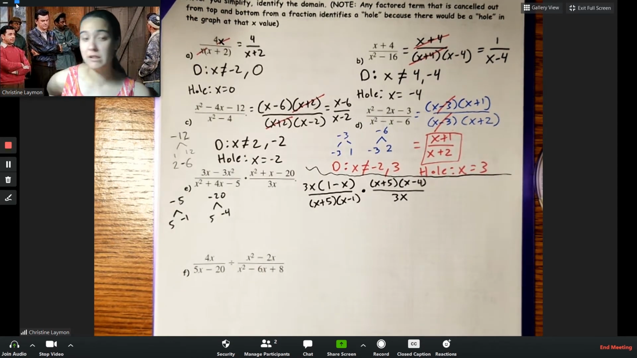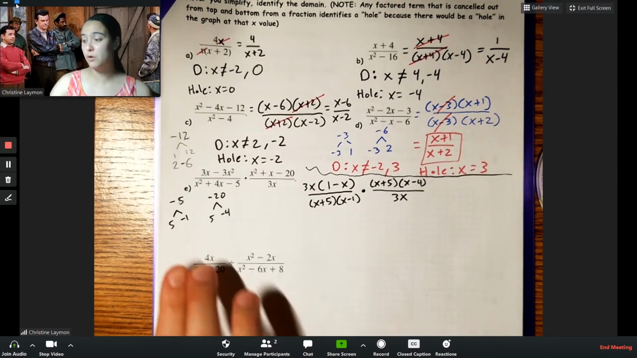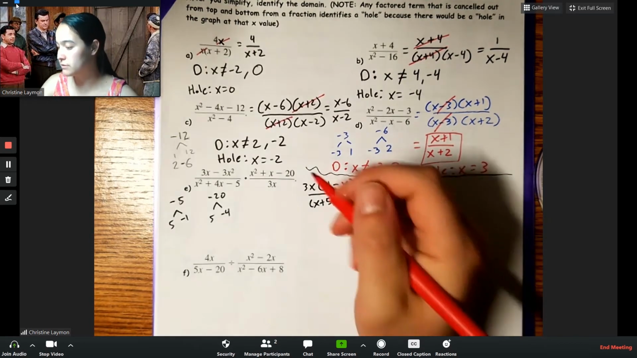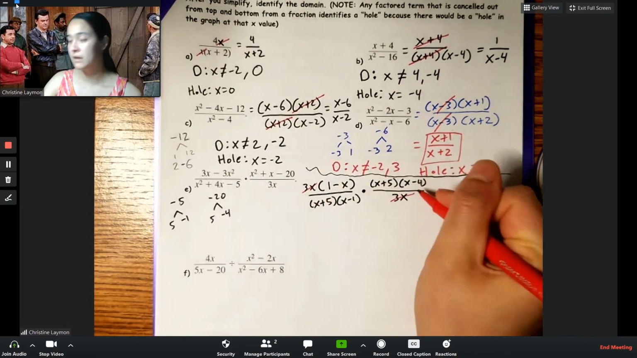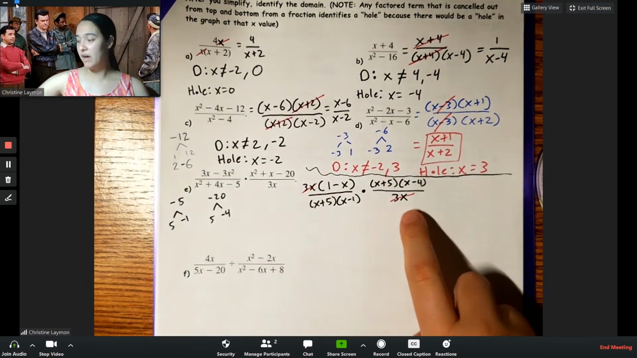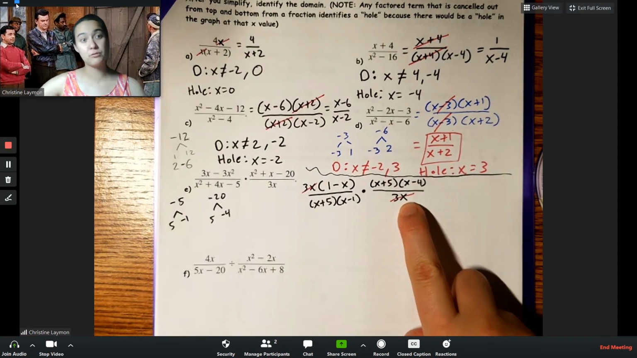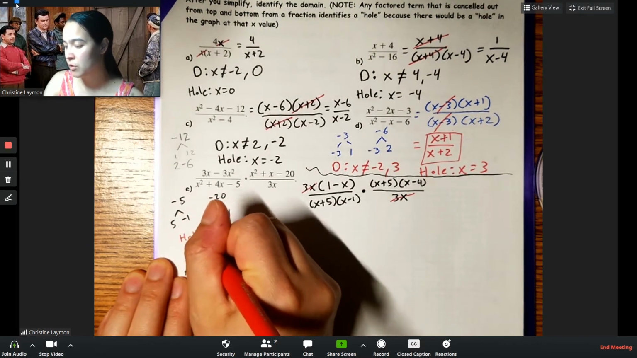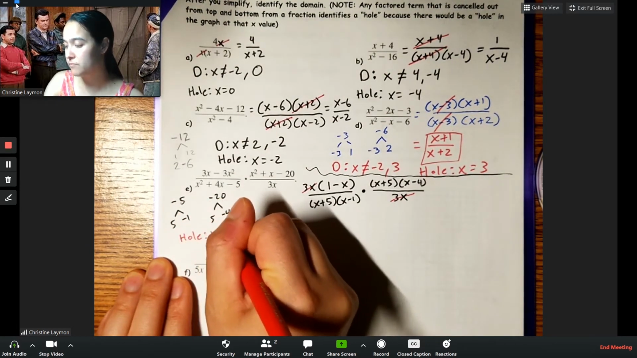Now, I'm going to cancel out some things, and when we do this, it might be useful to keep track over here of what we're doing. So first, I'm going to cross out the 3x's. Now think about what we just did. If I took 3x and set it equal to 0, it means the hole is happening at 0. So let me make a note of that. One of the holes I've found so far is at 0.